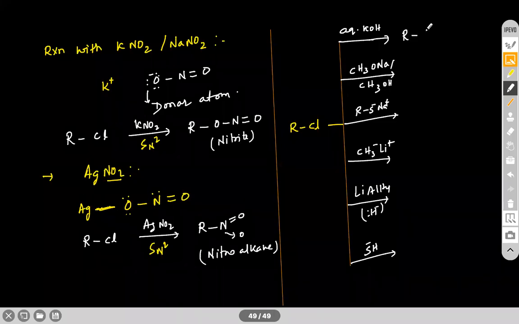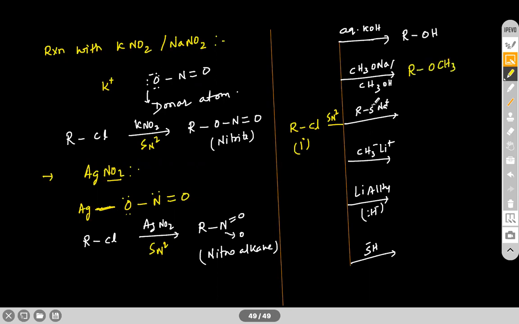The answer will be ROH. This alkyl halide is 1 degree, I'm assuming, and hence all the reactions are SN2 reactions here. Okay, nucleophile is what? This K plus takes this Cl minus, and this OH minus behaves as a nucleophile here. Or you can take water molecule also as a nucleophile here. Here the nucleophile is CH3O minus. So the product is ROCH3.